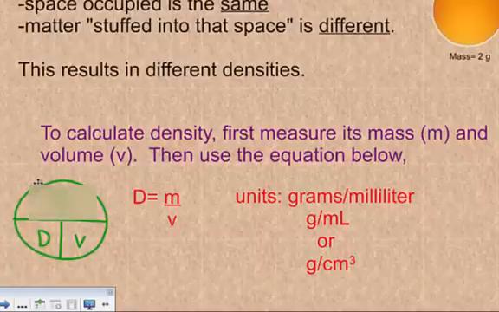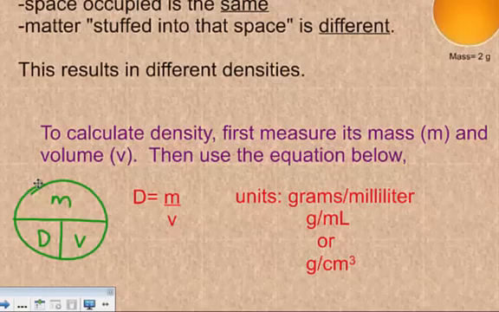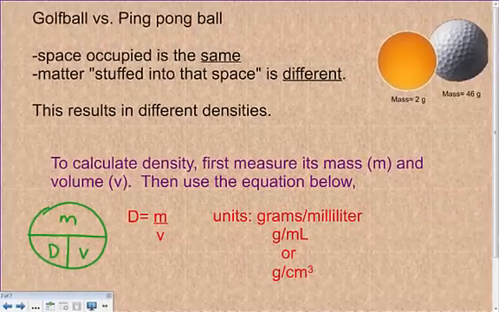M equals D times V. You're blocking the M with your hand. You can only see D and V, and the little line represents multiplication. So M equals D times V. So those are just little ways to rearrange the formula if you ever had a problem where you needed to solve for something other than density.